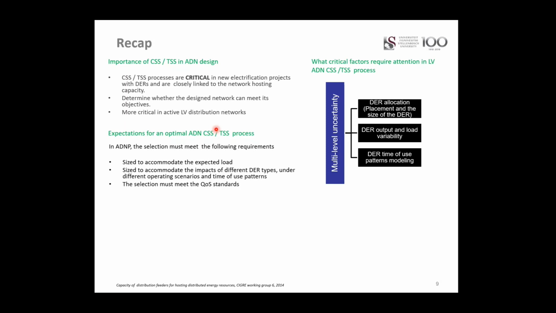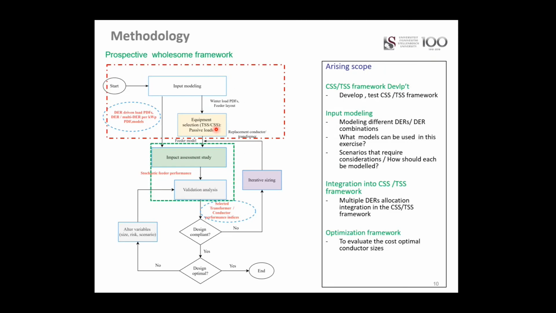And in considering it, we also wanted to meet the following requirement. We have to ensure that whatever is sized, the conductor that is sized, the transformer that is sized, can accommodate the expected load. It can also accommodate the impacts of different DER types under different operating scenarios and time of use patterns. And the selection must meet the quality of supply standards. So I'm just going to go briefly fast through the methodology that we've proposed.